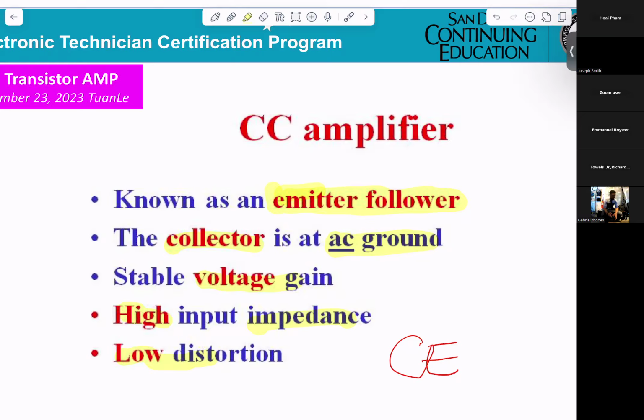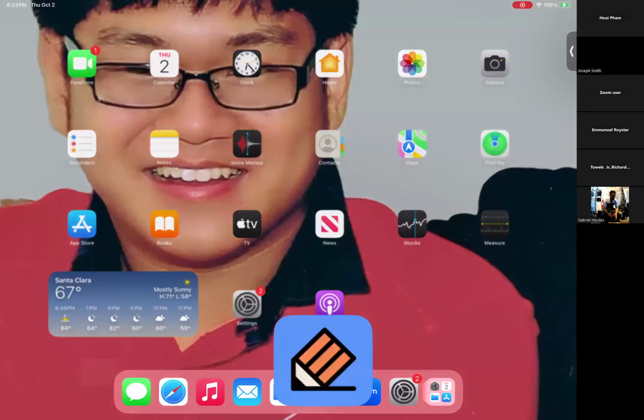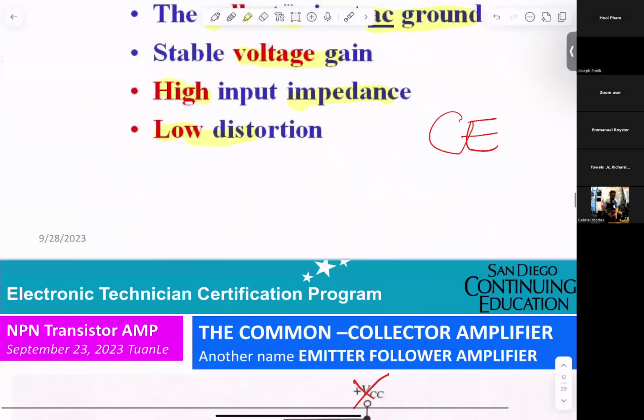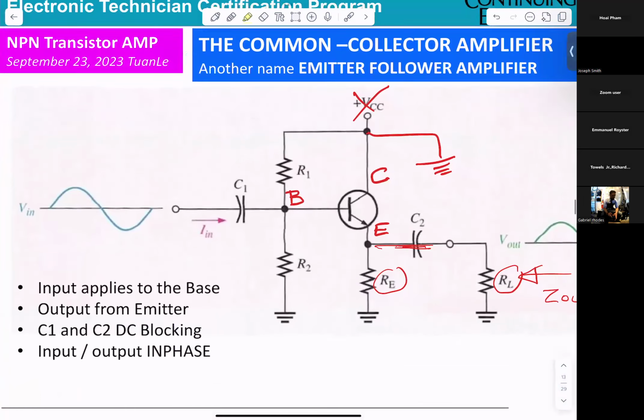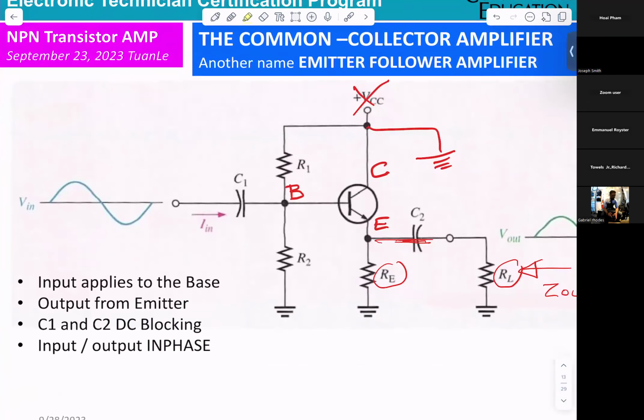So the collector will be at the AC root. Very stable for the gain, high input impedance and low distortion. Okay? That one will be made.